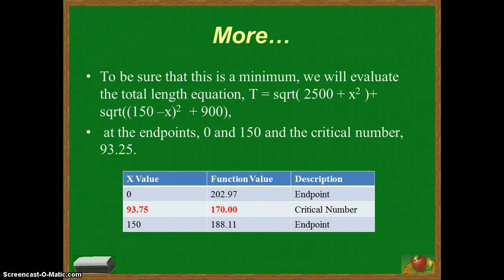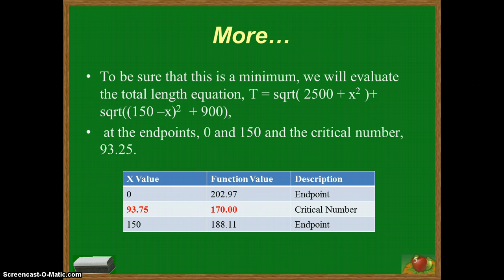To be sure that this value is the minimum, I evaluate the total length equation, T equals the square root of 2500 plus x squared plus the square root of the quantity 150 minus x squared plus 900, at its endpoints 0 and 150. In other words, let's say that x is 0, we're right underneath one tower, or x is 150, you're right on point A would be right underneath the other tower, and the critical number where point A would be located at 93.75.